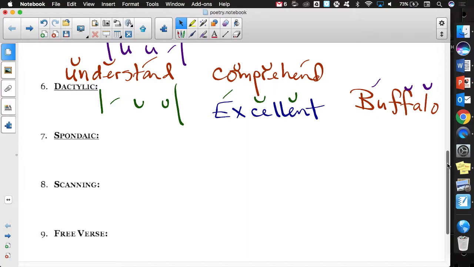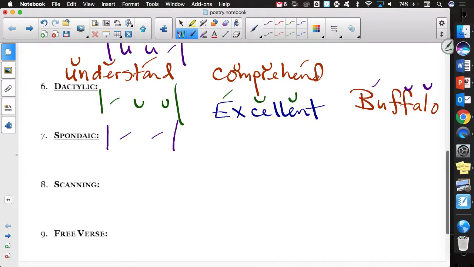Last one, spondaic. Spondaic is two syllables, both are stressed. And again, that doesn't mean you're going to go, I like Monday, or yay for money. But if you were to take compound words, words that are made up of two smaller words, they tend to be spondaic.